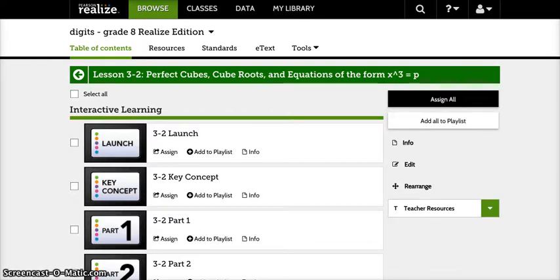Thank you for hanging in there with me for lesson 1. I know that was a long lesson. Today will be a lot shorter because we're talking about the same thing, but we're talking about perfect cubes instead of perfect squares. And so it's very similar. It's just instead of squares, we're talking about cubes.